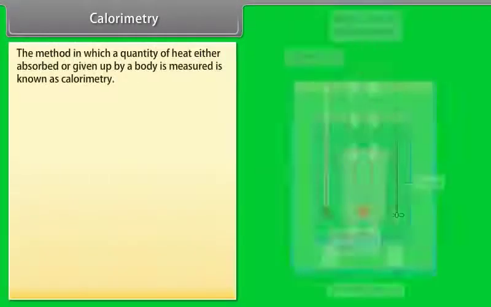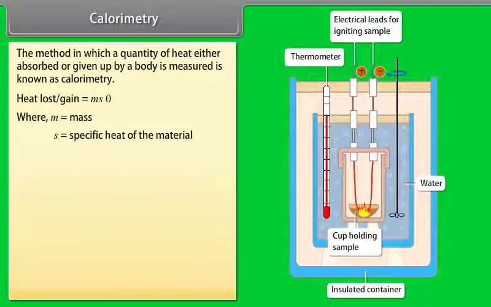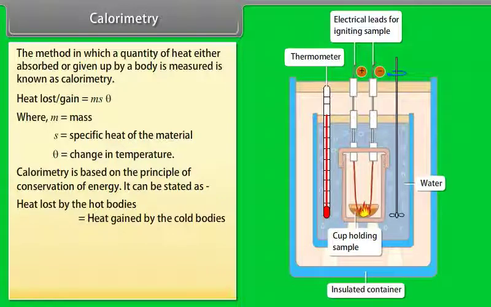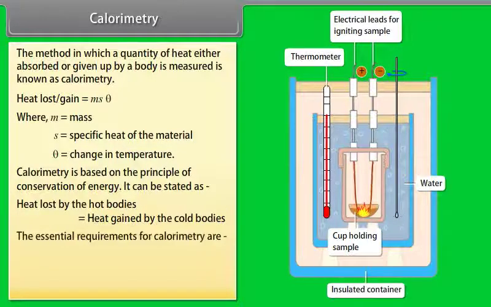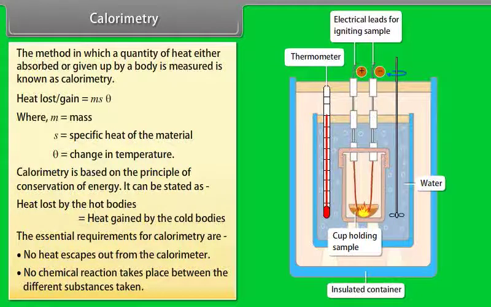Calorimeter. The method in which a quantity of heat either absorbed or given up by a body is measured is known as calorimetry. Heat loss or gain is equal to m s theta, where m is the mass, s is the specific heat of the material, and theta is the change in temperature. Calorimetry is based on the principle of conservation of energy. It states that heat lost by the hot bodies is equal to heat gained by the cold bodies. The essential requirements for calorimetry are: no heat escapes out from the calorimeter, and no chemical reactions take place between the different substances taken.